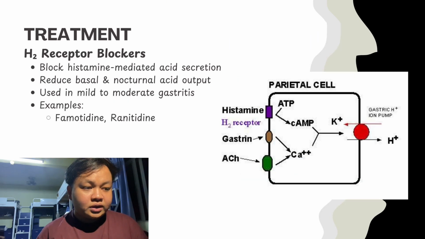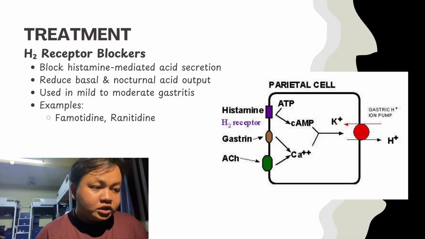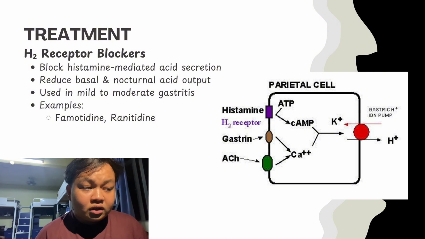For the H2 receptor blockers, they will reduce acid secretion by blocking histamine action on parietal cells. They are frequently used in mild to moderate gastritis. Examples are famotidine and ranitidine.